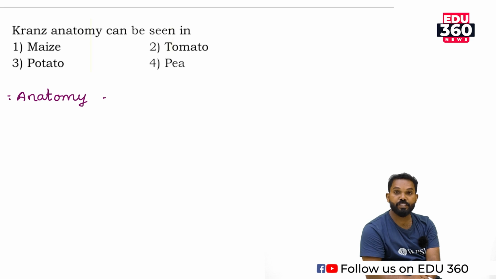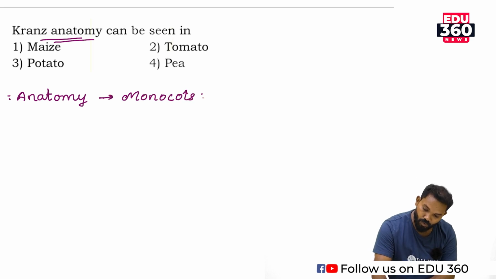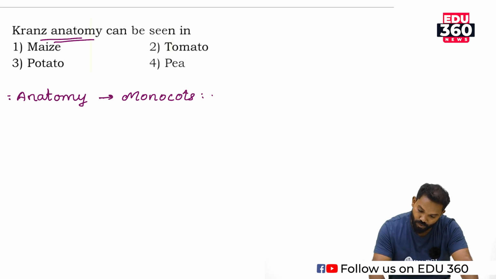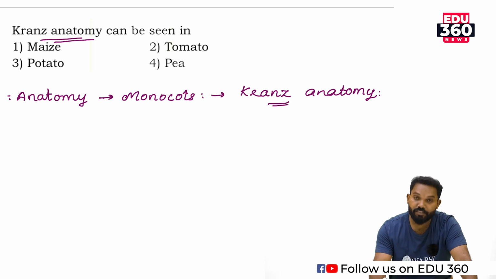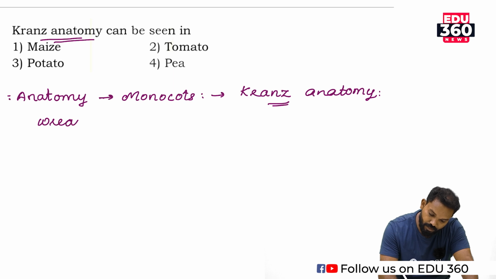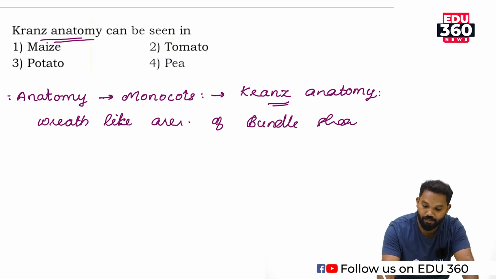There is a special type of anatomy known as Kranz anatomy that is seen in some monocot plants, not all monocot plants, some monocot plants. It is known as Kranz anatomy. What is meant by Kranz anatomy? Kranz anatomy is a wreath-like arrangement of bundle sheath cells.